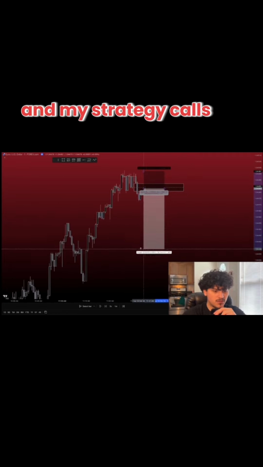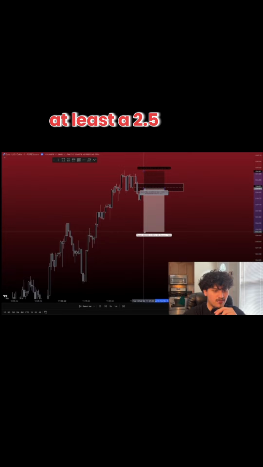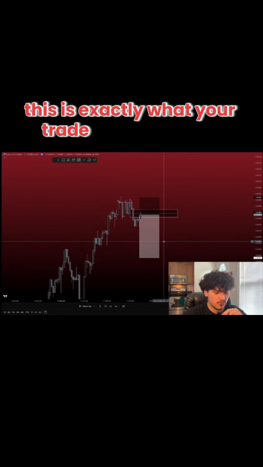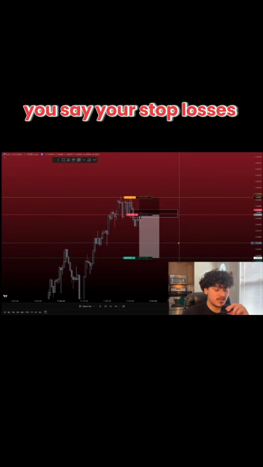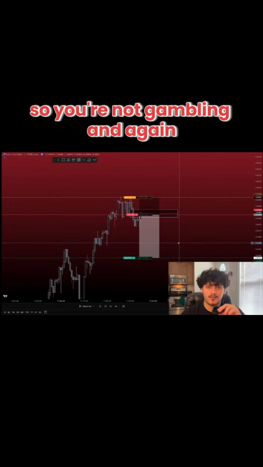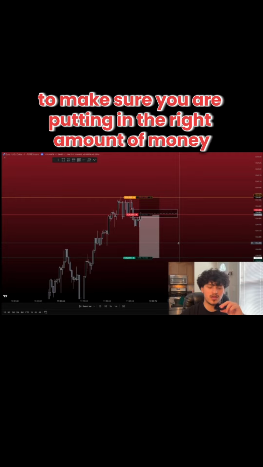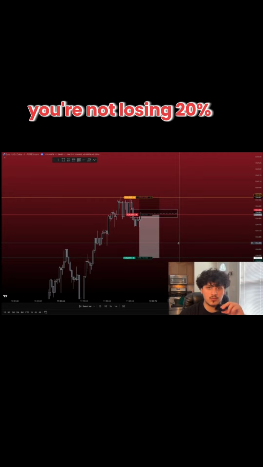And my strategy calls for at least a 2.5 to 1. So this is exactly what your trade would look like if you were to get into a fair value gap entry. So you set your stop losses and your take profits so you're not gambling. And again, make sure you're using your position size calculator to make sure you are putting in the right amount of money, so when your stop loss hits, you're not losing 20% of your account.